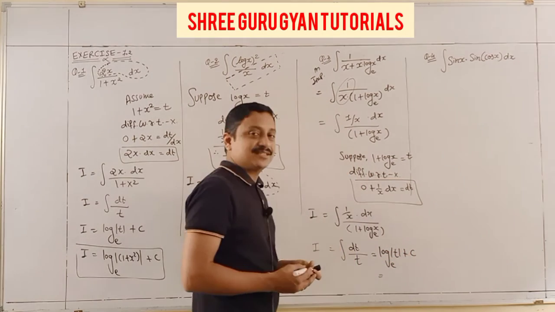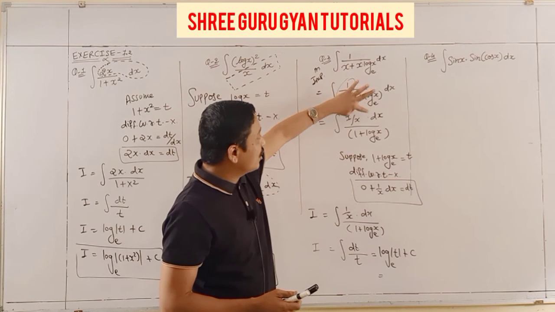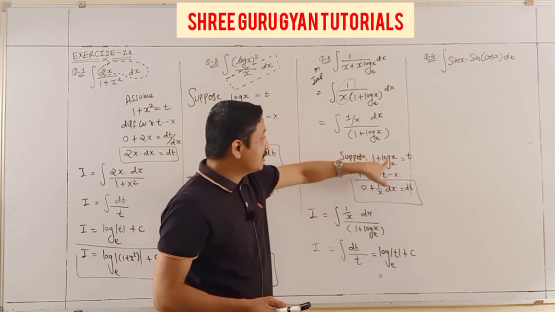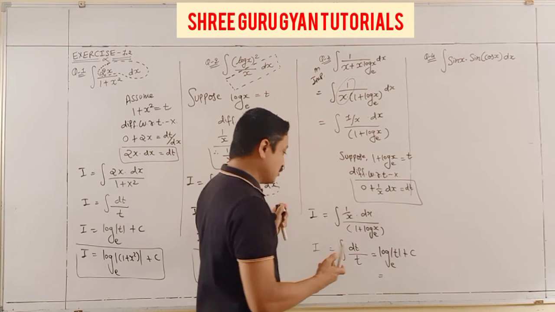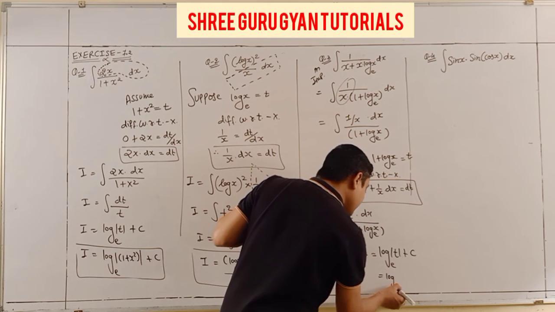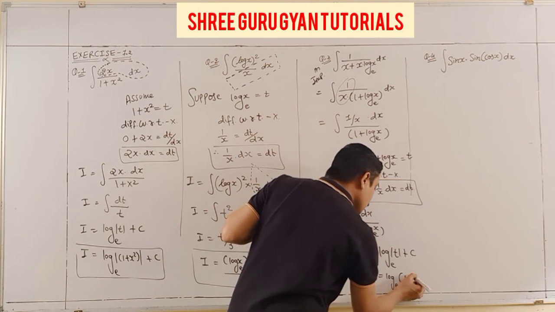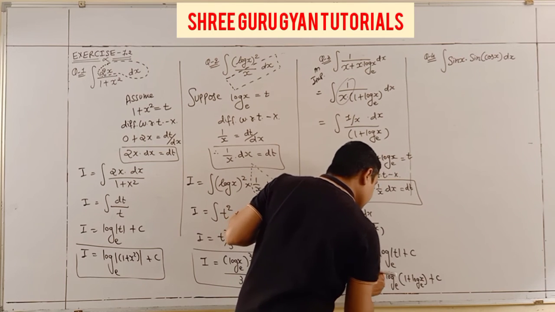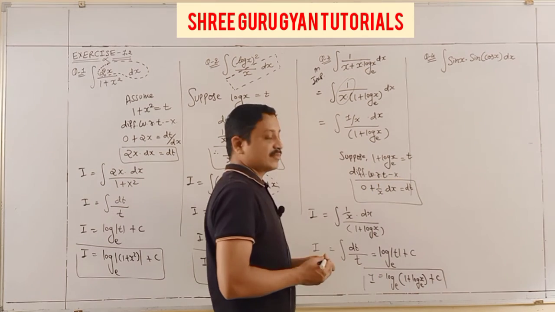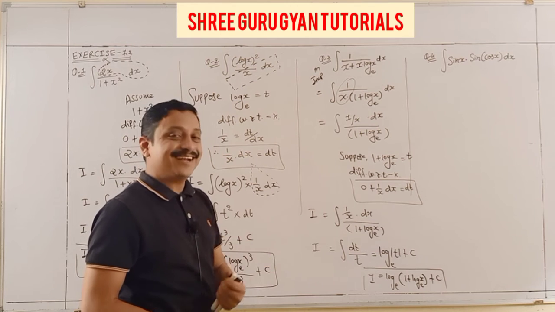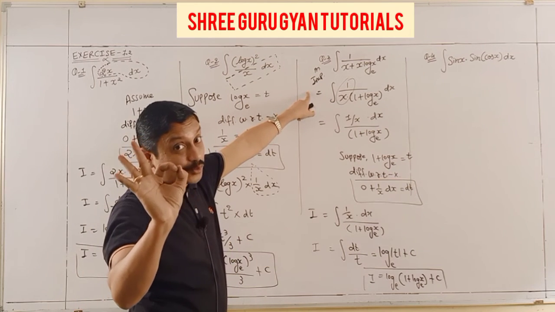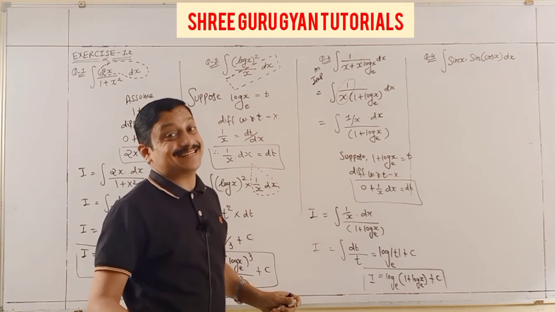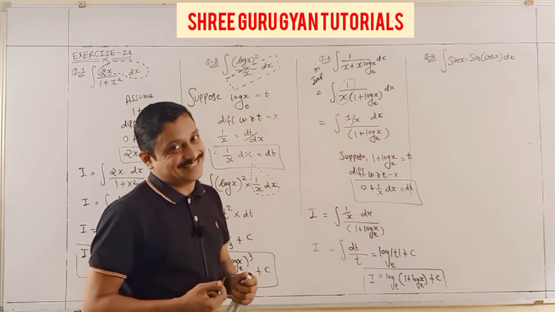And here, students, you assumed 1 plus log x is t, and this is log t, but the value of t is 1 plus log x. So the final answer is log of modulus 1 plus log x base e plus c, and that's your integration answer, very happily and easily done. But this is an important question, because this arrangement is necessary. You can apply that, then you can get your answer.